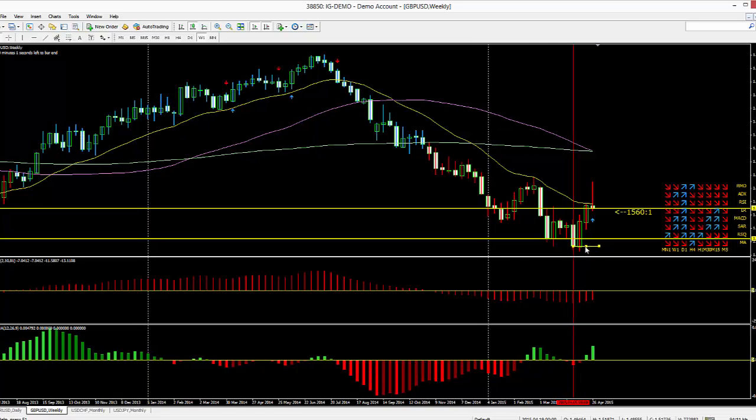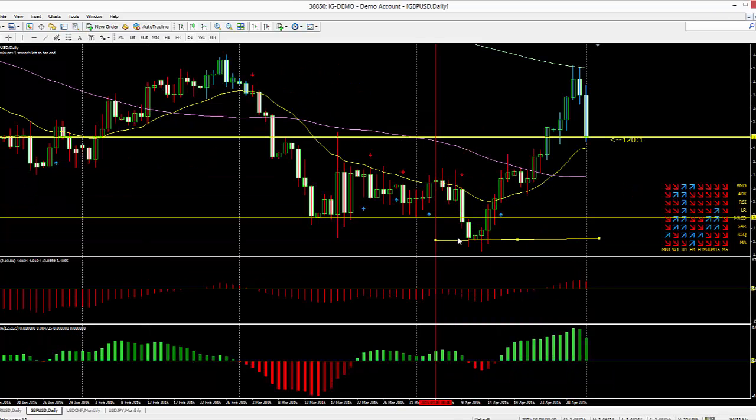Whether you take the body or the wick is entirely your choice. You can take the body, drop down to the daily. Perfect. There's the daily range or the support level. So Thursday and Friday, a lot of selling, which is great.